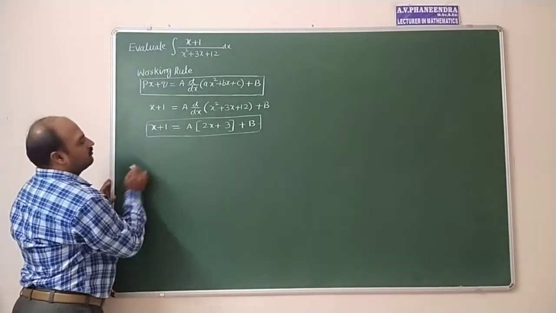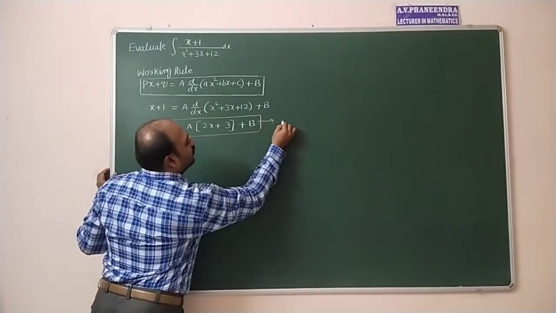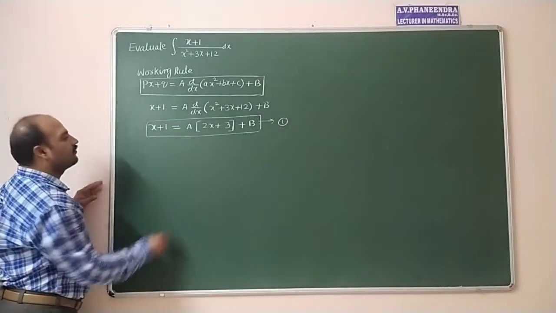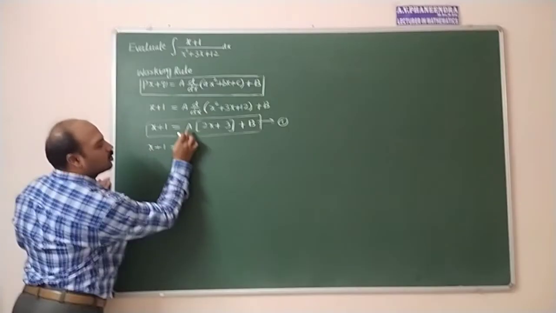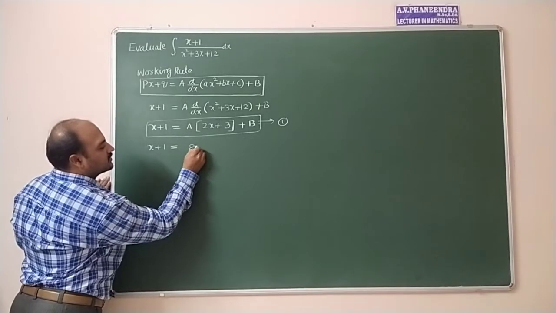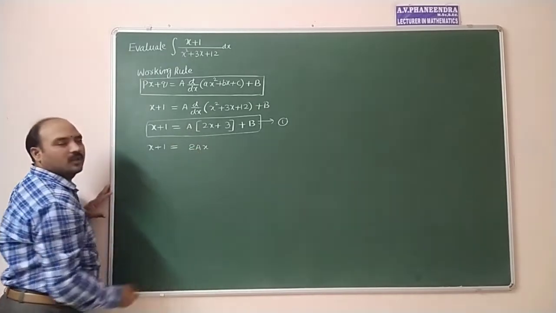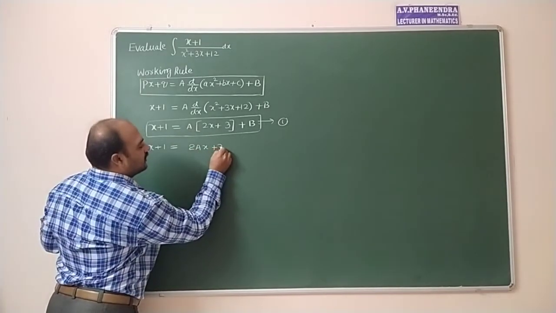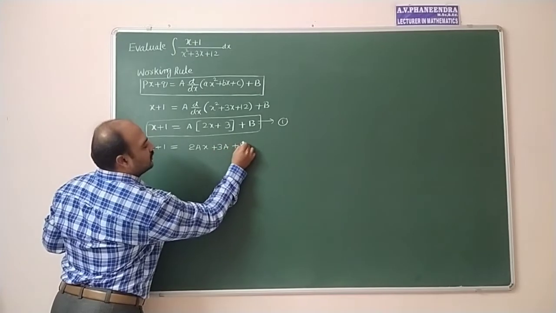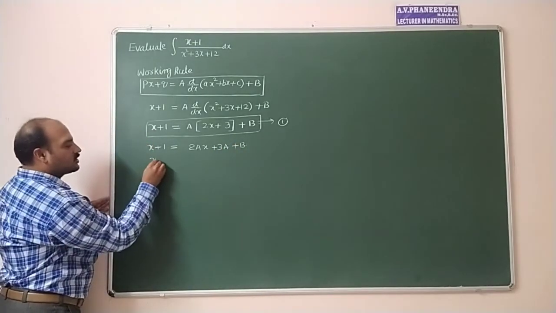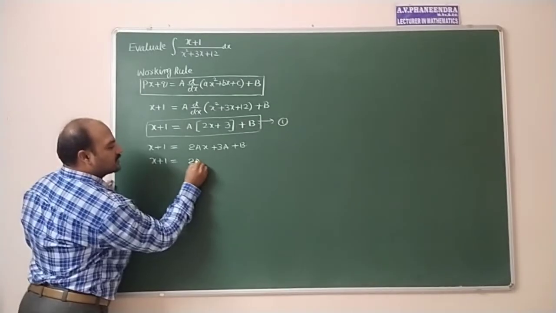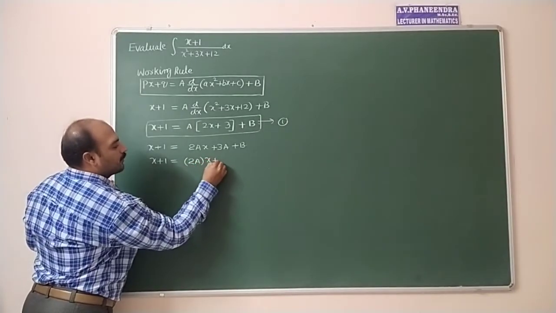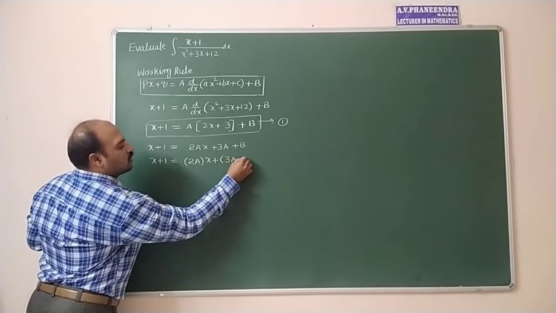After that, put that as equation number 1. x plus 1 is equal to, actual multiplication, you have to do A into 2x, 2Ax, plus 3A plus B. So x plus 1 is equal to 2A into x plus 3A plus B. Both are constants.